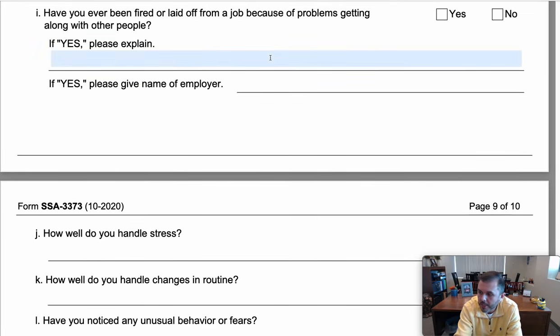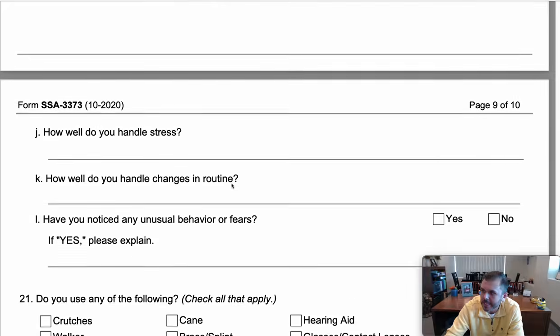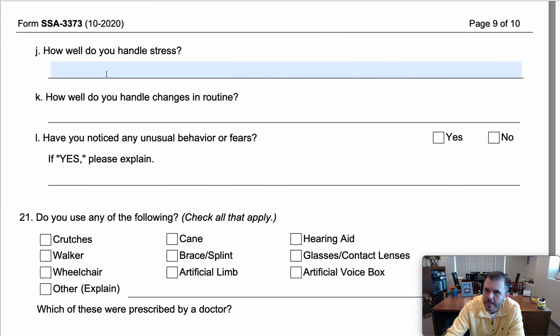Another issue that I run into occasionally is folks that have intermittent explosive disorder or anger problems, maybe lashed out at some coworkers and they got in trouble at work and they were let go. That's okay to mention. In fact, that bolsters your claim. It shows that your conditions affect your ability to get along with other people. And you're going to want to give the name of the employer. They may reach out to that employer to substantiate that. So just be truthful.